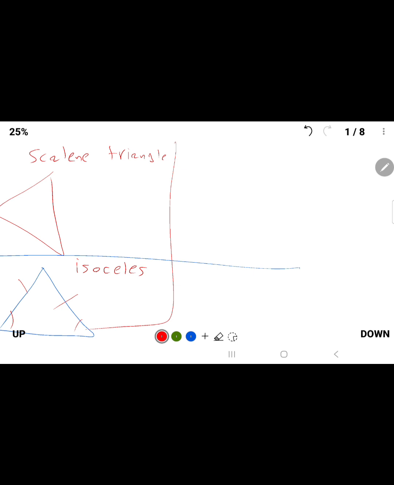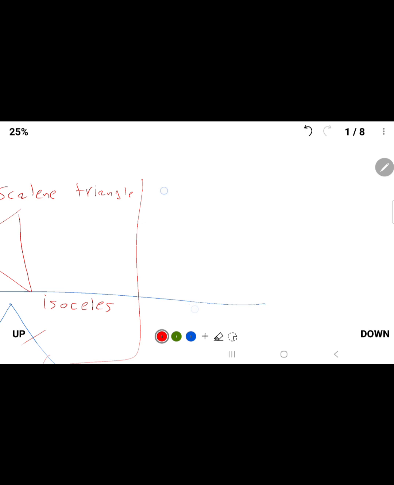The next one we have is the equilateral triangle, like this. In this triangle, all three sides are congruent, and also all angles are congruent. So here you have 60, and here you have 60, and here you have 60.